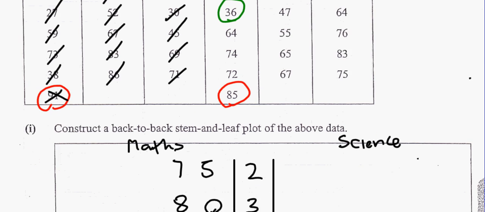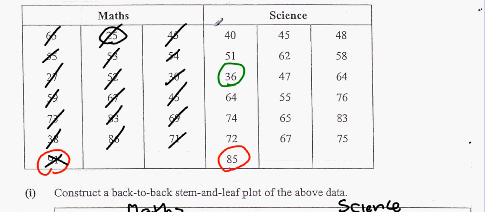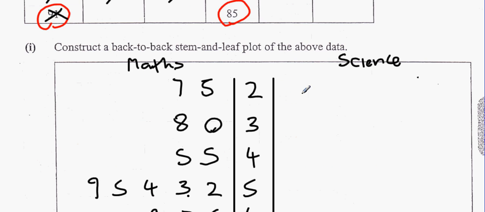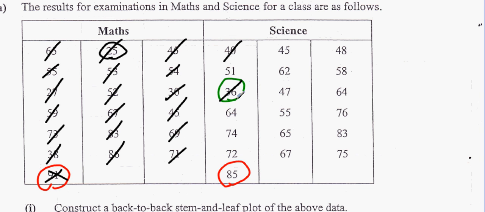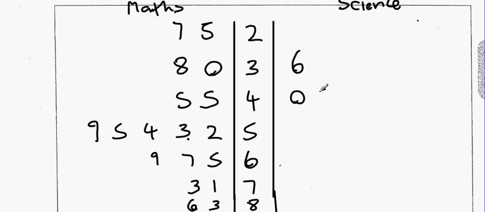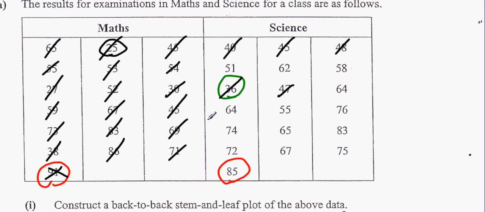We're starting off, there's no 20s, but there is 30s, so we'll look out for the 30s. 36, no other 30s, so just 36. Straight away we're noticing that the minimum value of science is a lot higher than maths, so the lowest value in science isn't as low as the lowest value in maths. Now we're into the 40s. We have 40, 45, 47 and 48, so 0, 5, 7 and 8. That's all the 40s gone.